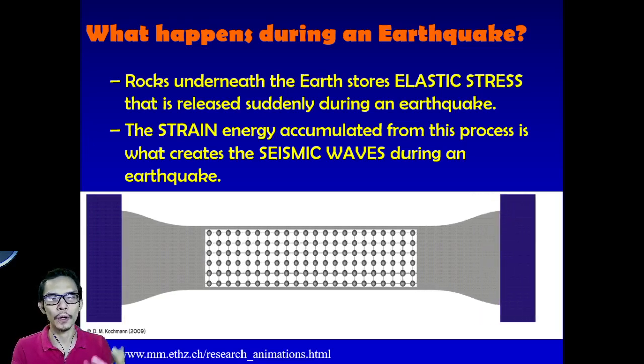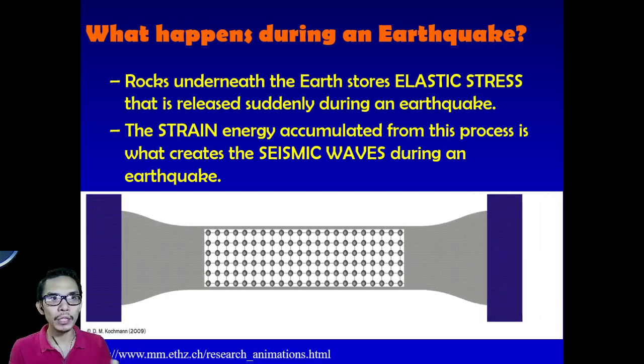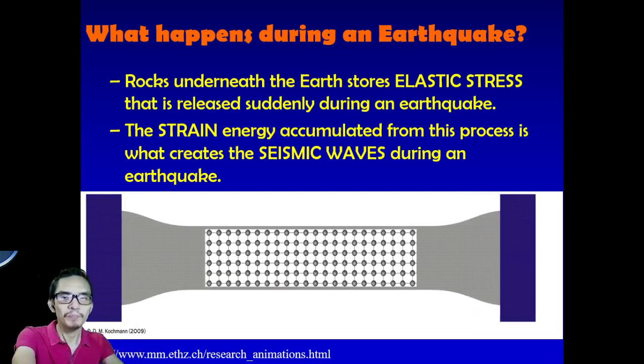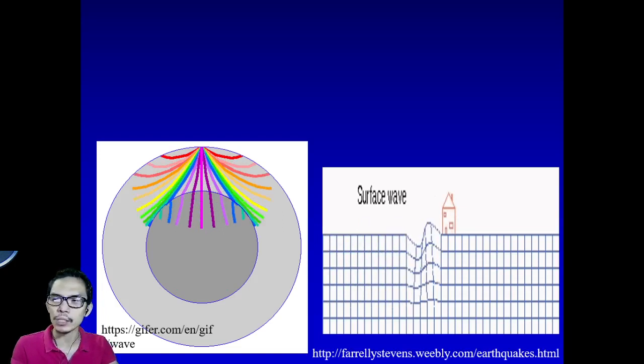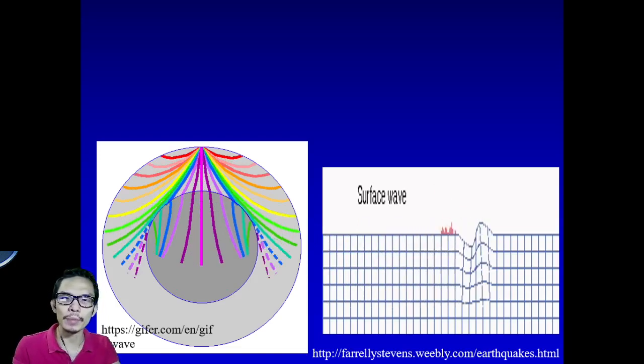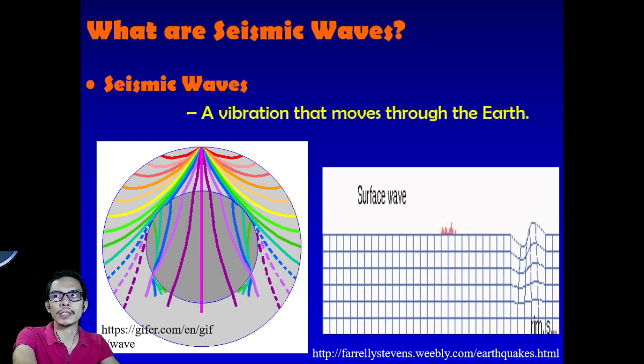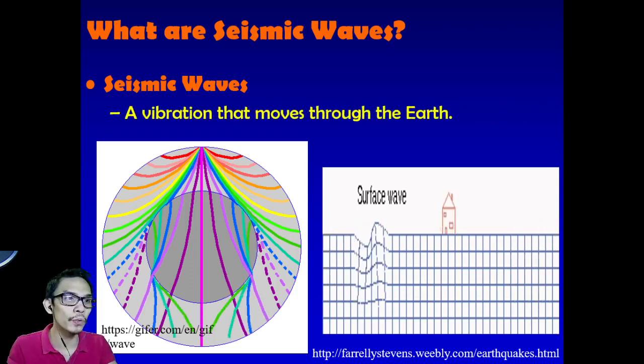All right, so that is what is happening during an earthquake. Okay, so what are seismic waves? Since we are talking about seismic waves, what are these seismic waves? Seismic waves are vibrations that travel or move through the earth.